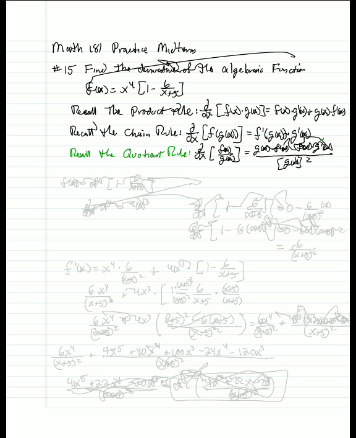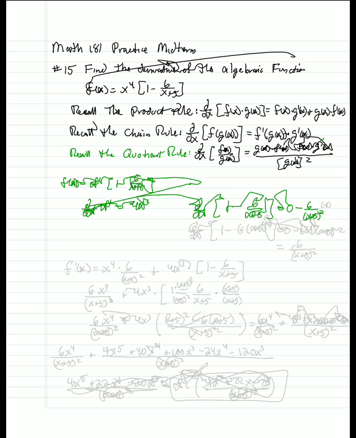Our f of x is x to the fourth times 1 minus 6 over x plus 5. So if we take the derivative, the derivative with respect to x of x to the fourth is just 4x cubed. And the derivative of 1 minus 6 over x plus 5, I guess I don't really need the quotient rule, but whatever. The derivative of 1 is 0, minus, and 6 is just a coefficient, so 6 over x plus 5 squared down below.